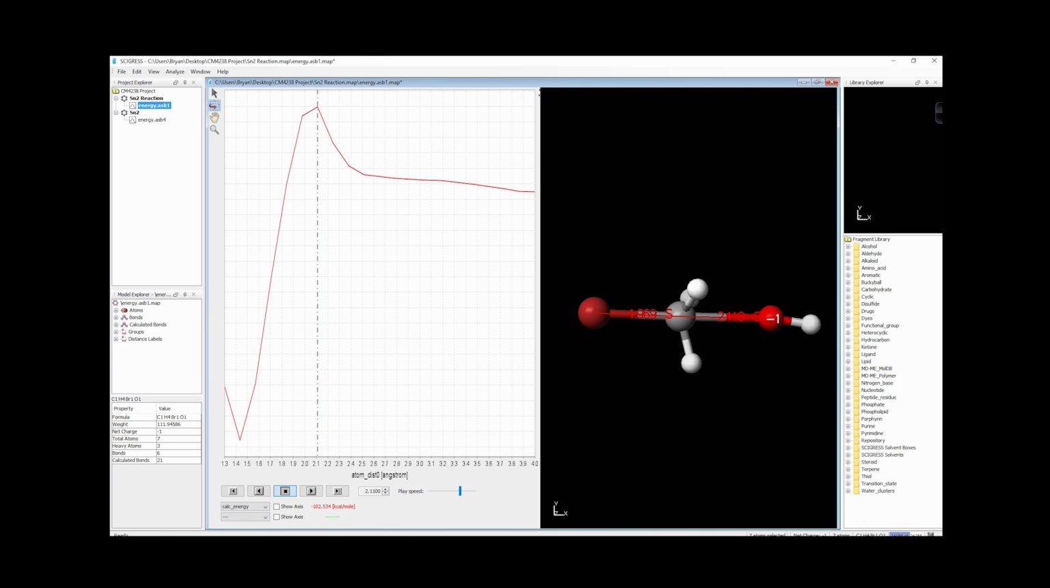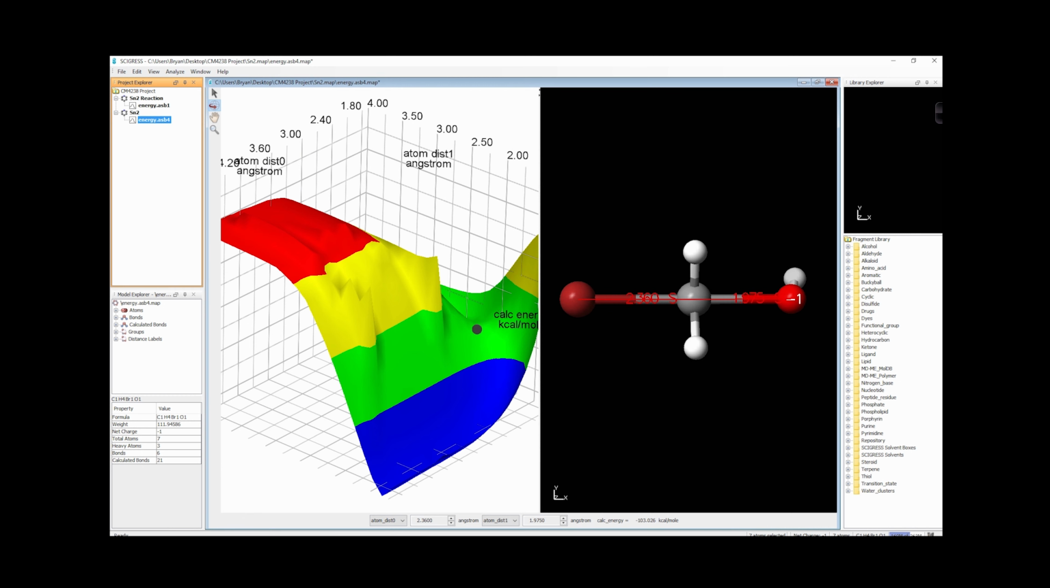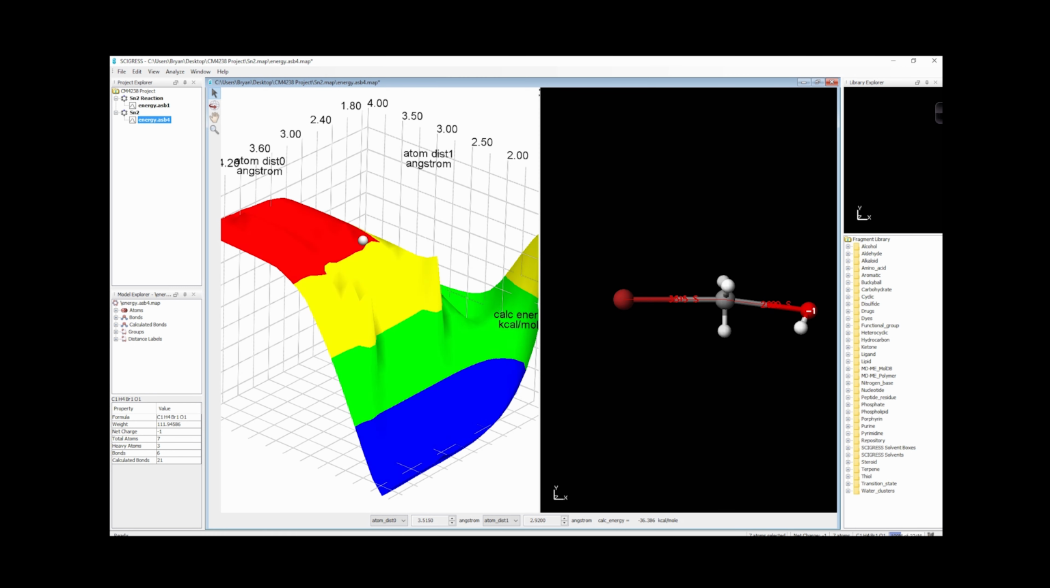Performing a 2D simulation where both bond lengths are considered will give us a more accurate picture, and looking at the saddle point, this will be where the transition state is.